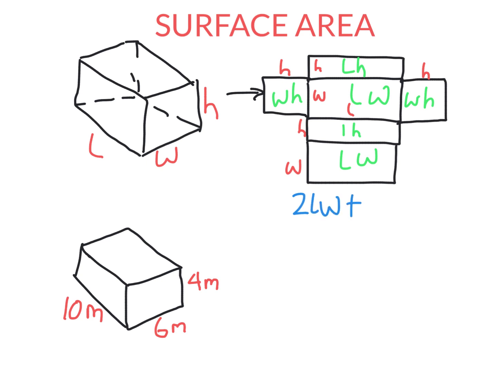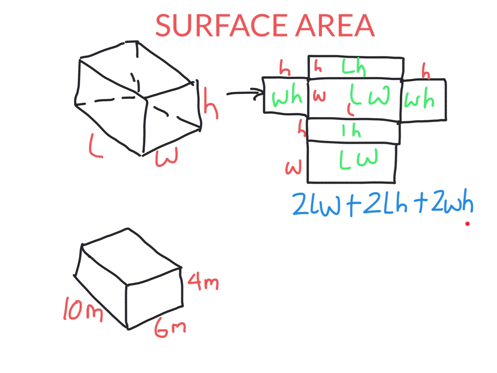2LW, 2 times length times width, plus 2 times length times height, plus 2 times width times height. See, that's because there are 6 faces and they come in pairs. 2LW is this face here at the side, and then on the other side, 2LH. So L times H is at the top and the bottom, and then 2WH, the front and the back.